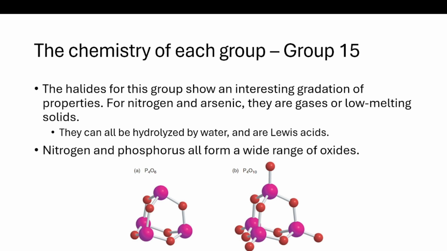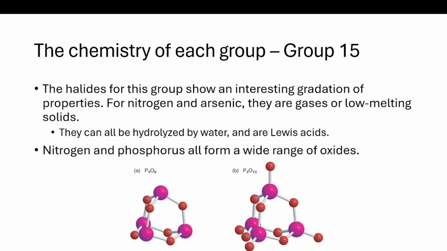Now, group 15. So this slide's going to be pretty short. The halides for this group are going to show an interesting range of properties. For nitrogen and arsenic halides, they're going to be gases or molecular solids, and they can all be hydrolyzed by water. However, one commonality with all these halides is that they act as Lewis acids, or electron acceptors.